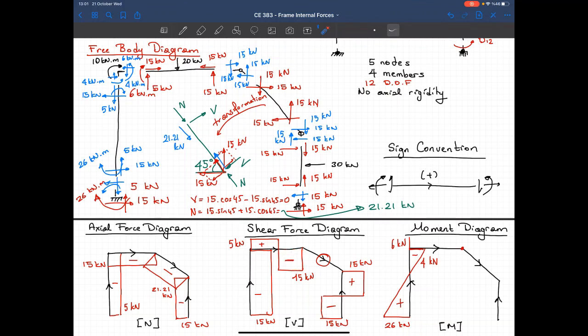How much increase will I get? I have to calculate the area under this rectangle. 5 times this distance, 0.6. So the increase is 3 kilonewton meters. So up to the middle I see an increase. And this moment is 9 kilonewton meters. And then it should decrease and become equal to 0. And that will be the moment diagram for the second member.